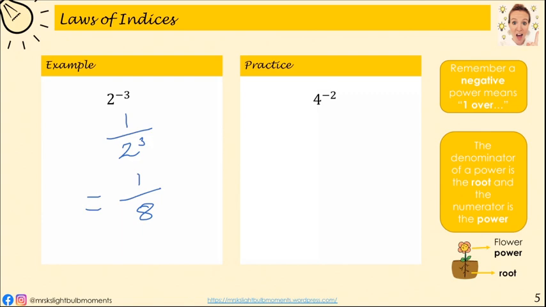All right, let's go through this one. The negative power is 1 over. And then we're left with 4 squared, which we can simplify, and we get 1 over 16. Okay, I hope that was a nice straightforward one there. It's just remembering the negative, that's the tricky bit. Which one's which? It's the 1 over.